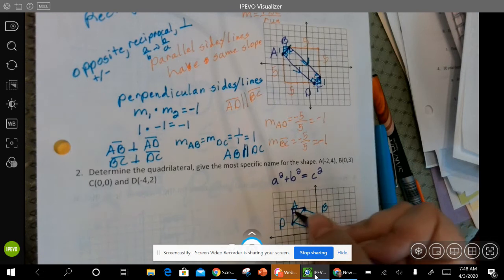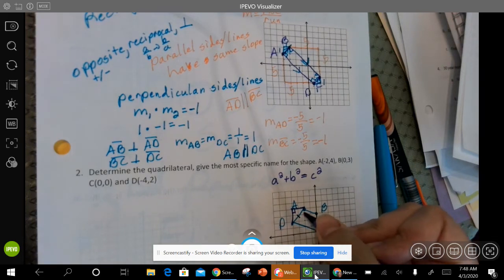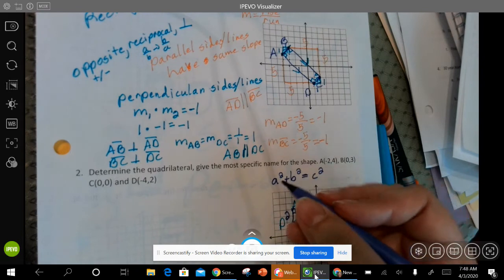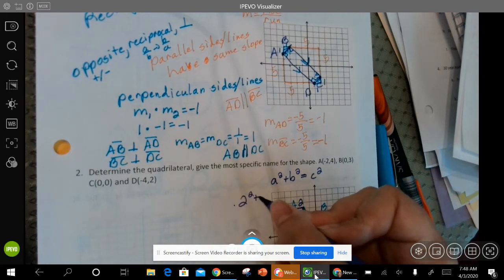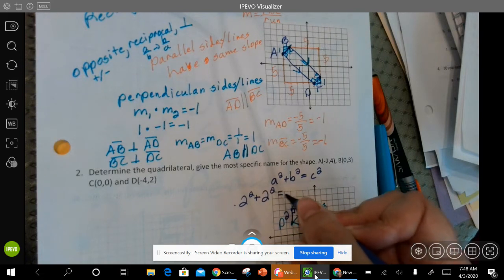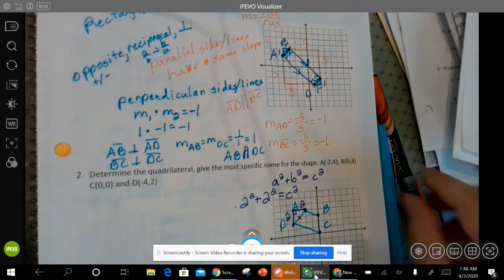Okay, so we can check. So the length of this side, I'm trying to find this one. So it's up 1, 2, 1, 2. Okay, so I'm going to substitute that in. So I'm going to go 2 squared plus 2 squared is equal to c squared. I'm going to take the square root.